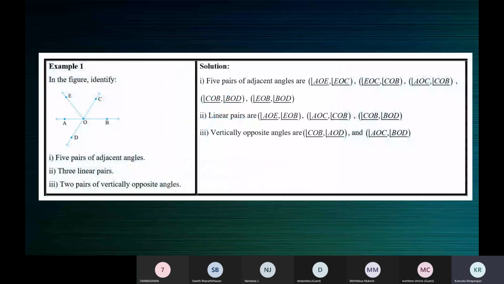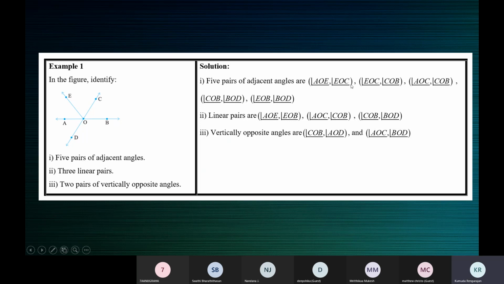Children, I'm just showing you the answer now. Please check your answers and ask me if you have any questions. I'll just wait for 5 minutes. Kindly check your answers and please ask me if you have any questions.